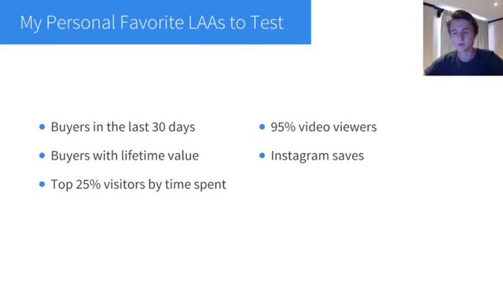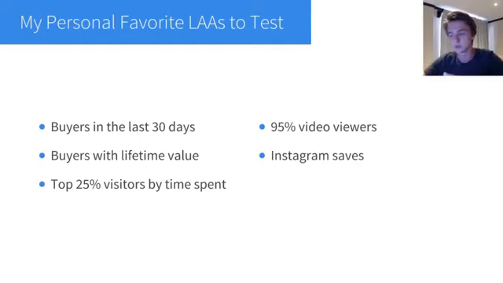Another one is the top 25% visitors by time spent. I found in my experience that VC lookalikes, view content lookalikes, don't work really well. But if you do a top 25% visitors by time spent, you'll get a much more targeted custom audience. And then when you build a lookalike audience from that, it's going to do a lot better.